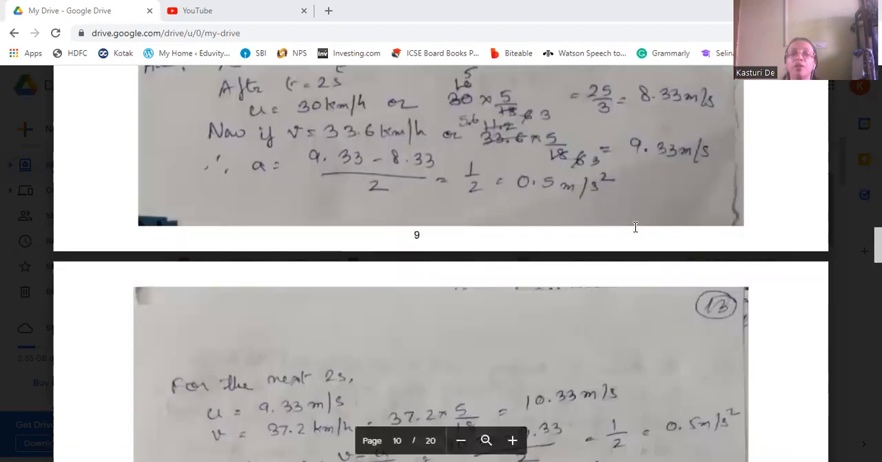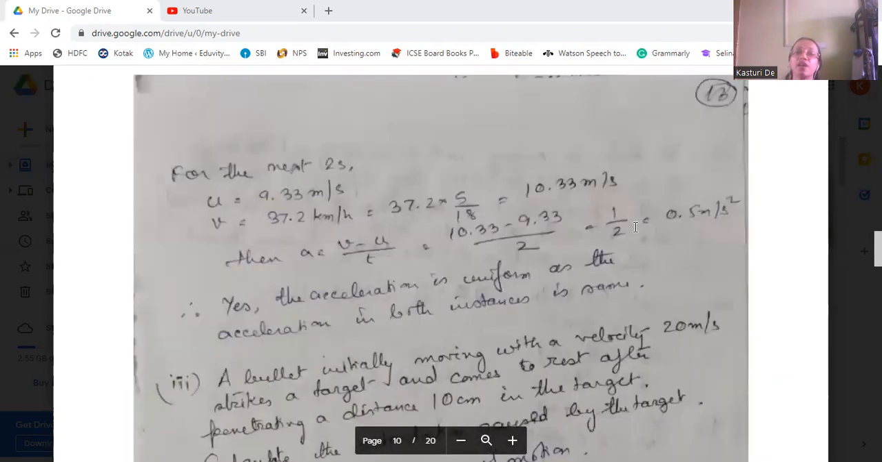Next, for the next 2 seconds, u is equal to 9.33 meter per second and v is equal to 37.2 kilometer per hour, that is equal to 10.33 meter per second. Again, a is equal to v minus u by t, that means 10.33 minus 9.33 by 2, that is half, that is again 0.5 meter per second square. So acceleration in both instances is the same, therefore it's a uniform acceleration.